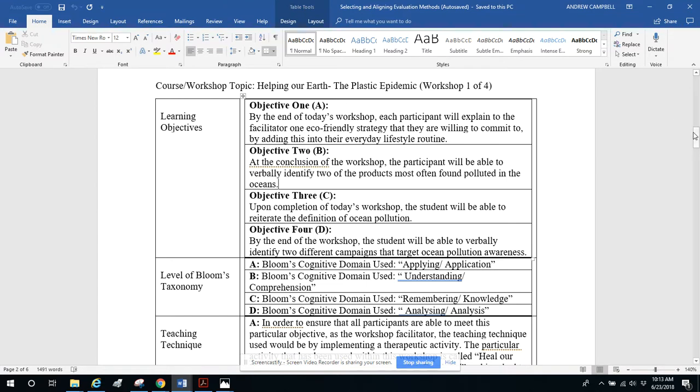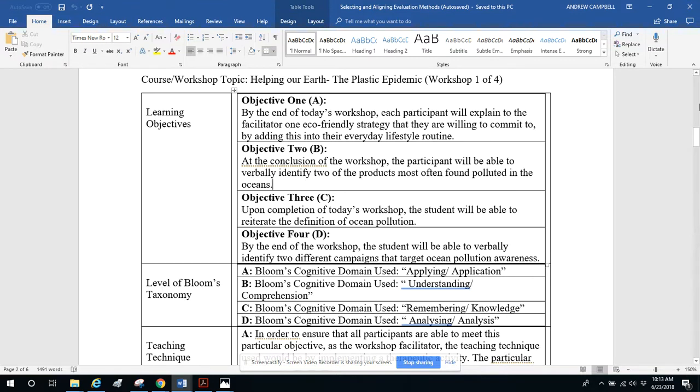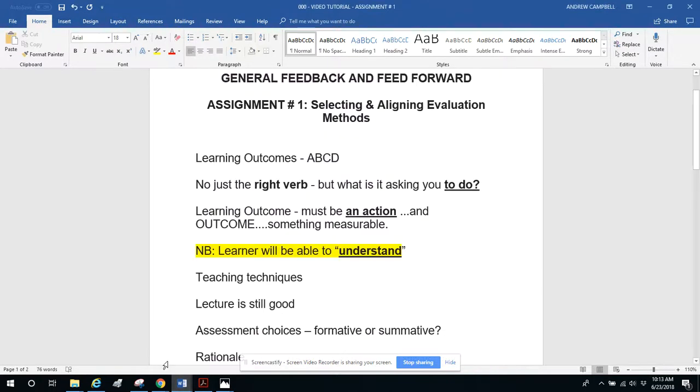I take one example here to look at, because we had 4 examples of learning outcomes right in front of us. And I want to ask, where's the action in each? In this one, the person needs to explain to the facilitator. In this one, the person is asked to verbally define 2 of the products. This person is being asked to reiterate the definition of ocean pollution. This one is being asked to verbally identify 2 different campaigns. So you need to ask yourself when you're writing your outcomes, and you did a very good job here, do I know, is it clear to the learner what I am asking that person to do? Is the action clear to the learner?